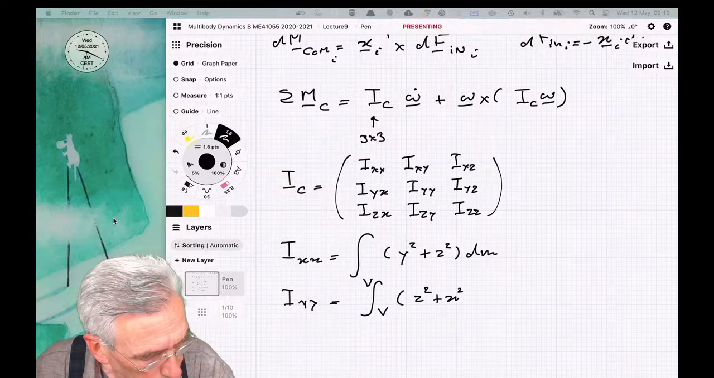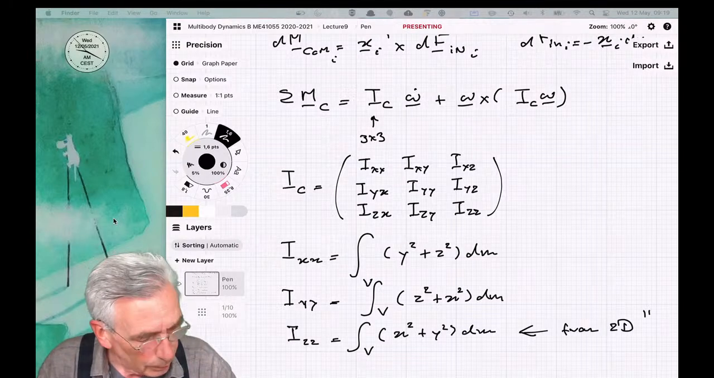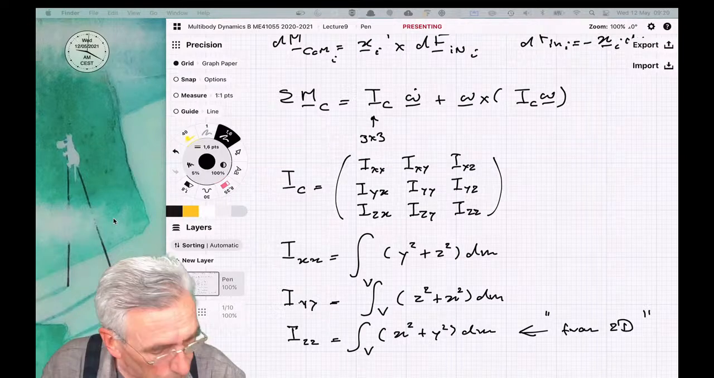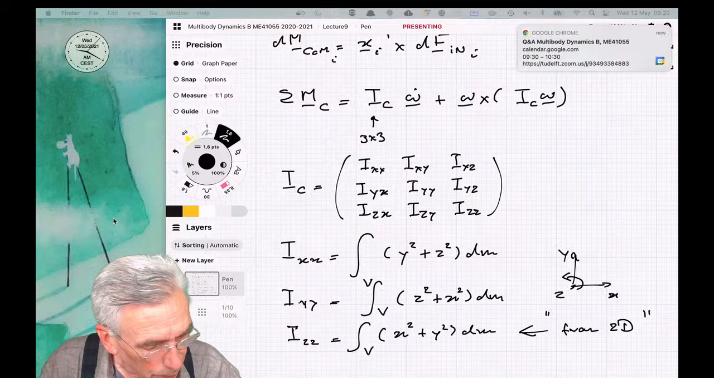A smart student already recognizes this from the two-dimensional case, right? This was the one we already had, because there all the rotations were about the z-axis. So this is the mass moment of inertia, and we already knew that. Okay, so these are the diagonal terms. Then what are the other terms?